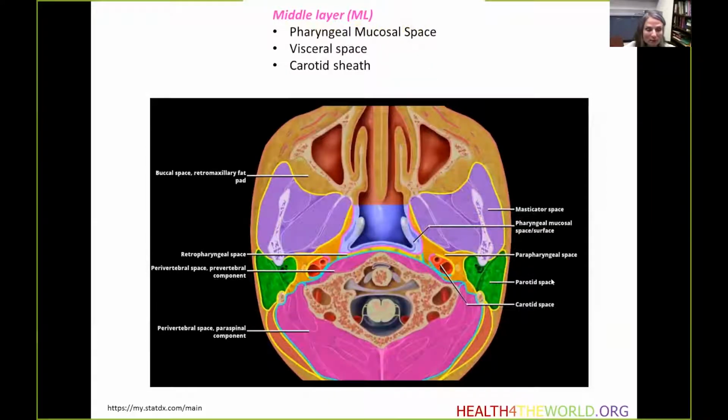Moving on to the middle layer of the deep cervical fascia, this graphic demonstrates that this fascia actually envelops the pharyngeal mucosal space, visceral space, and the carotid sheath. This fascia is pink in color, and you can see that it outlines the pharyngeal mucosal space, which is a very important space, and the anterior aspect of the carotid sheath.